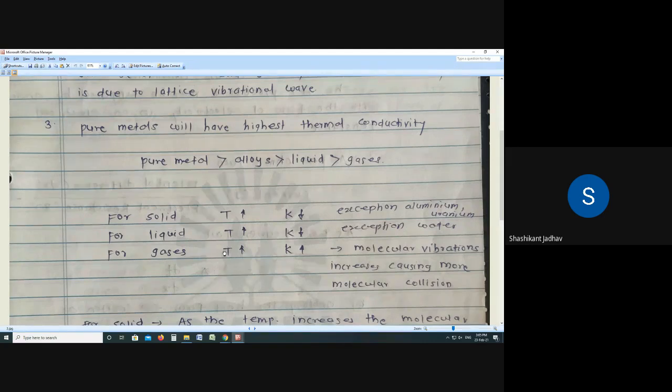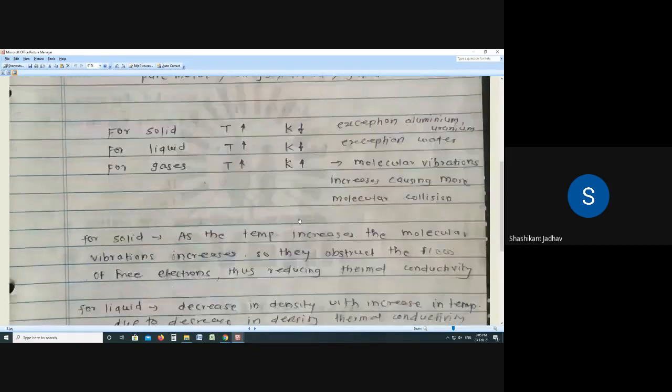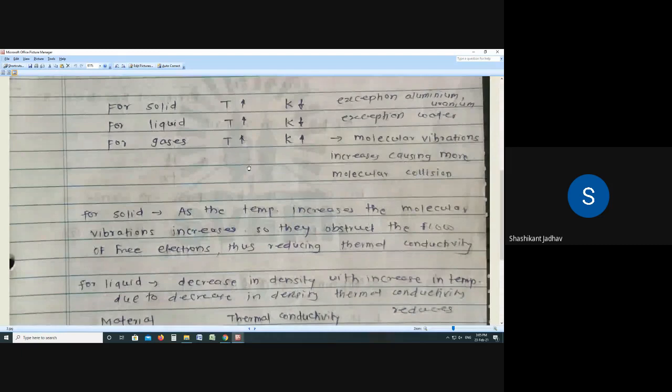So because of this obstruction of the flow of free electrons, the thermal conductivity reduces. So write down, for solids, if temperature increases, then thermal conductivity K reduces. And on the next line we have to write down the reason.